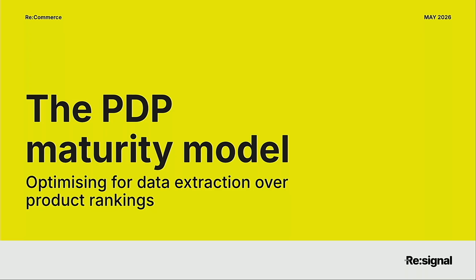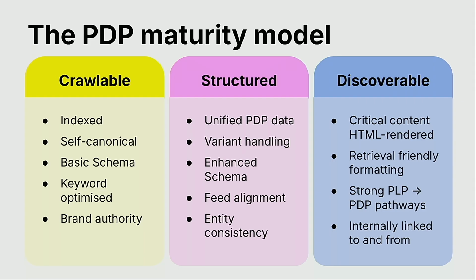So all of this can be rolled into something that I like to call the PDP maturity model, and this is just optimizing for data extraction. So your first layer is that you are crawlable. This is basically using all of those basics that I mentioned at the very beginning and making sure you've got those fundamentals in place. Then to move into the structured tier, you want to make sure you have unified product data and that you're using product group schema and that you have consistency between that feed schema and on page. And then to become properly discoverable, you need to make sure you are using HTML rendering for critical content and you have strong linking pathways.